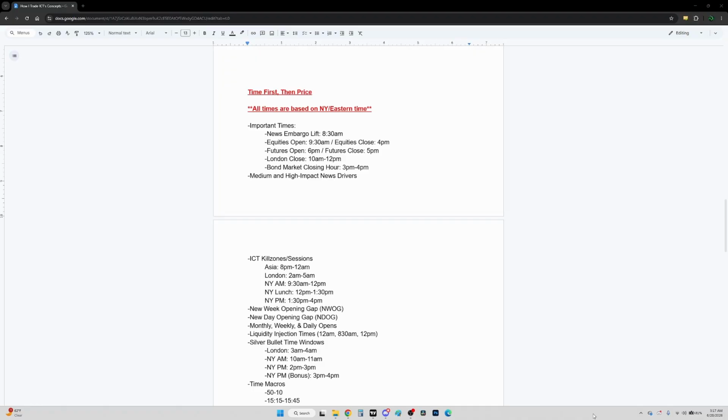But anyways, the news embargo lift is at 8:30 a.m. This is essentially when news is allowed to be posted. So if you look at the Forex Factory, which again we'll go into in a little bit, you'll notice that most of the time the first medium to high impact news of the day comes out at 8:30 a.m. And then we have the equities open, which is at 9:30 a.m. And then we have the equities close at 4 p.m.